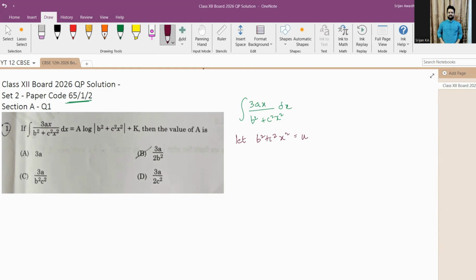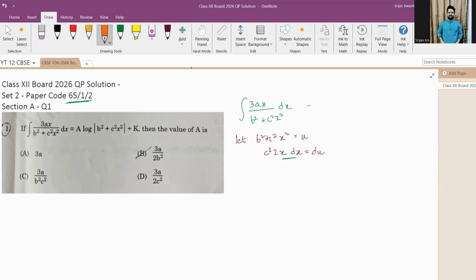What happens, you'll be differentiating on both sides. So what do you get? You get c square 2x dx is equal to du. Now you would want to substitute in place of x dx, right? So what is x dx here? X dx is du over 2c square.